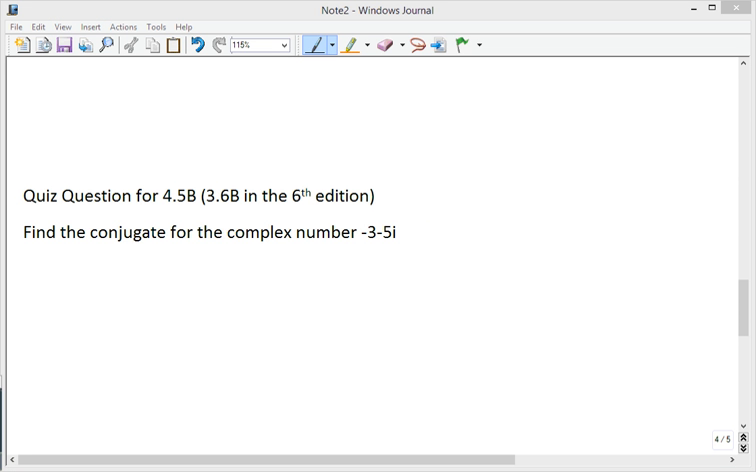All right, here's your quiz question. You've got to find this, pretty easy. Find the conjugate for the complex number negative 3 minus 5i, and go enter this into Canvas. Don't put any spaces in your number, and that will help you get it right.